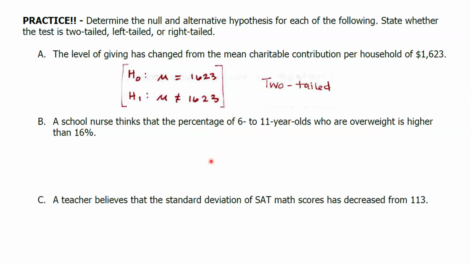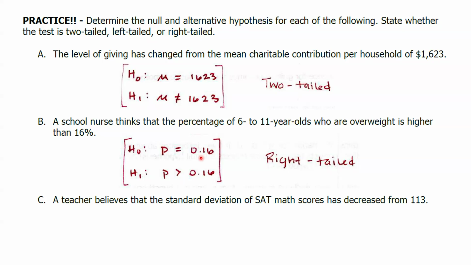B: a school nurse thinks that the percentage of 6 to 11-year-olds who are overweight is higher than 16%. So the keyword here is higher than, which tells us we're specifically looking for an increase. We're dealing with a percentage, so that is a proportion. So p is going to equal 0.16, and our alternative is going to be p is greater than 0.16, because our keyword higher than tells us that we are a right-tailed test. So we want to test whether p has increased.